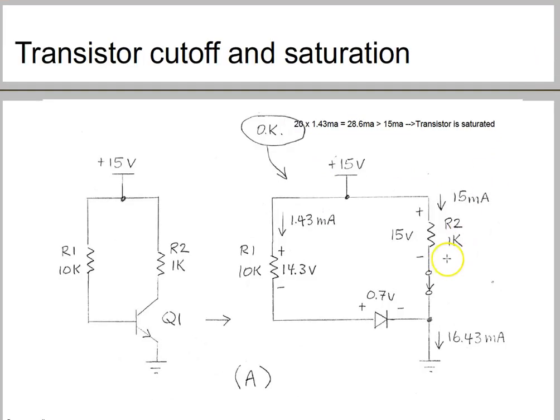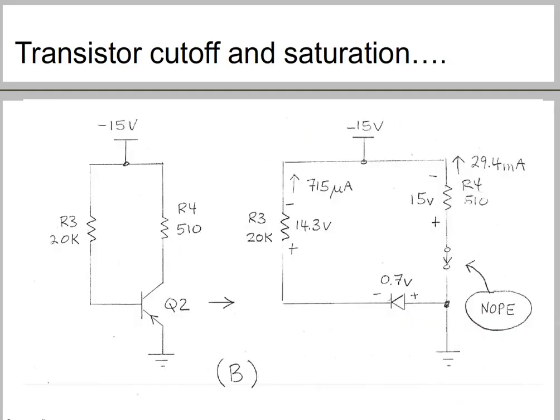Now we can finish our analysis. The emitter current must be the sum of the current coming from the collector side and from the base side. So we are getting 15 milliamps from here and 1.43 milliamps from here, and that will sum up to 16.43 milliamps if you do the KCL. Two currents are going into this node and one current is going out from this node. So this is the emitter current. Now let's move on to the next example.